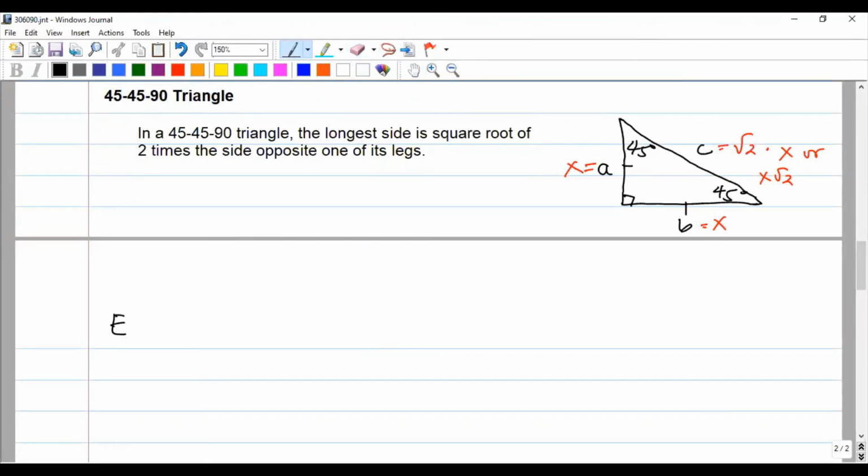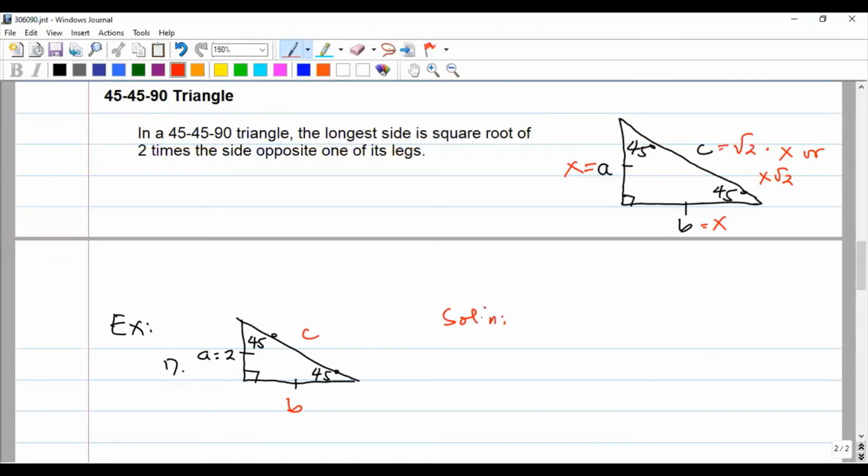Example 1. We have here a given triangle. This is our right angle, our 45, 45 degree angles. And since these are two congruent angles, then the sides opposite these angles are also congruent. Suppose our side length here is 2, then find our B and our C.